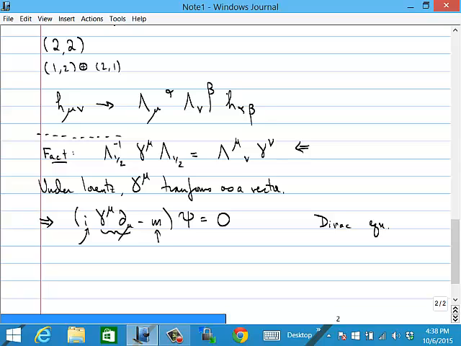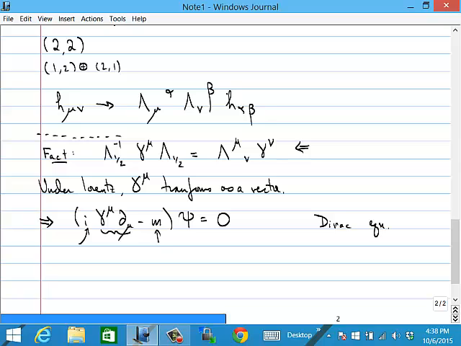So it's useful to ask, how is this equation that we've written down related to the sorts of equations that we're more familiar with, such as the Klein-Gordon equation for a scalar field or Maxwell's equation for a gauge field?